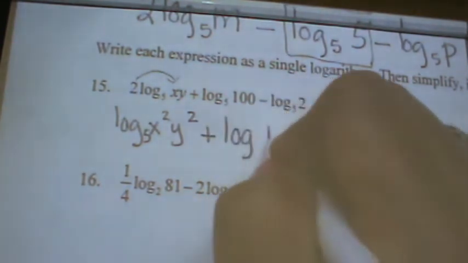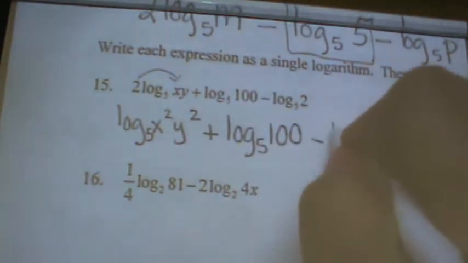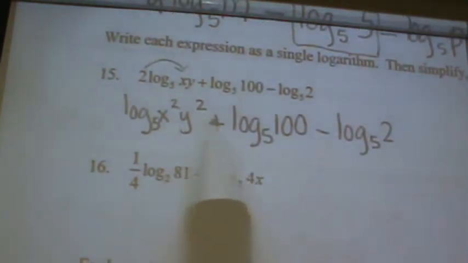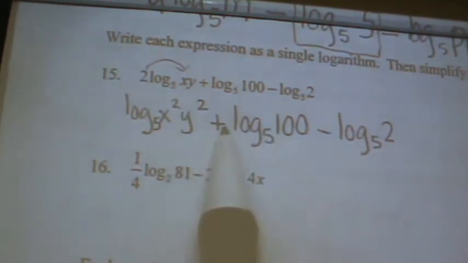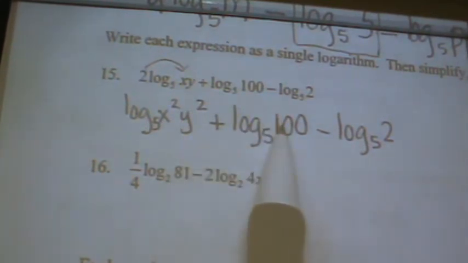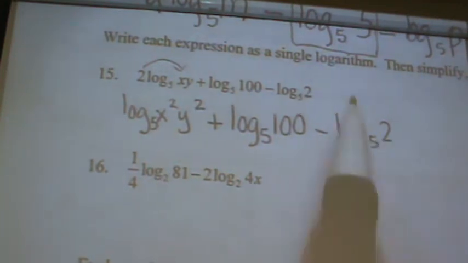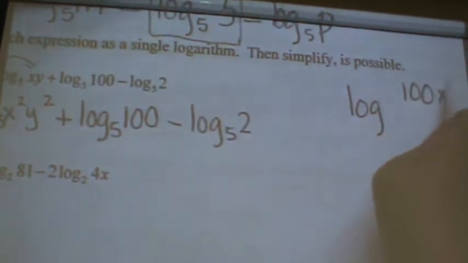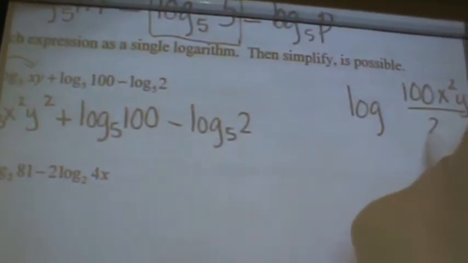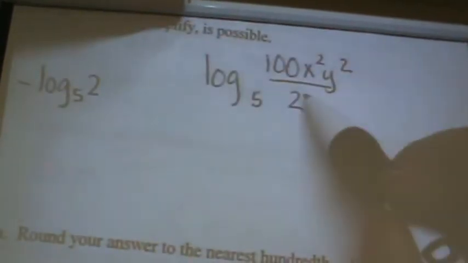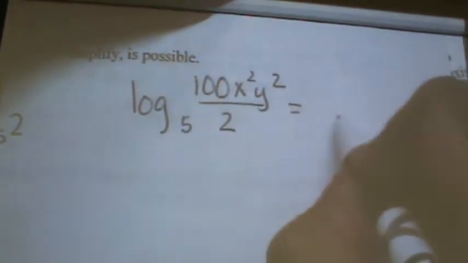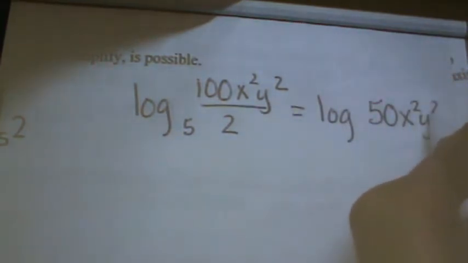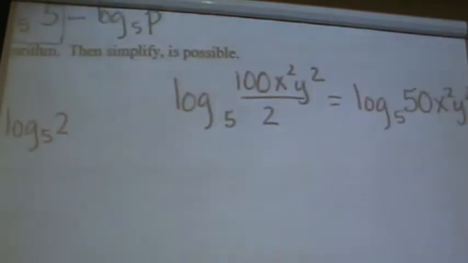Plus the log of 100 base 5 minus the log. So first thing I did was that. Now I have a plus sign here, so what am I going to do with these two? Plus means product, and a minus is division. So how will I write this in 1? It'd be 100 x squared y squared over 2. And what is 100 over 2? There it is.